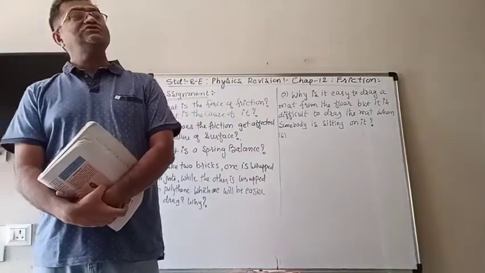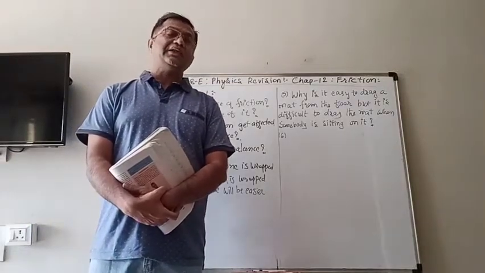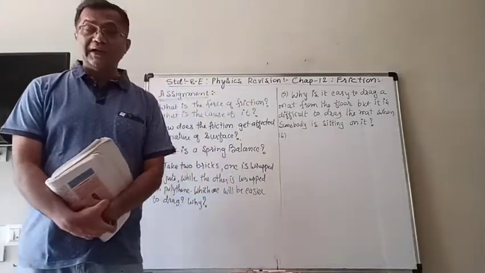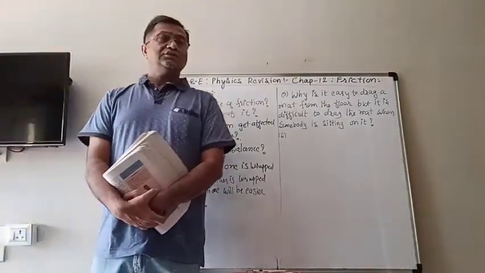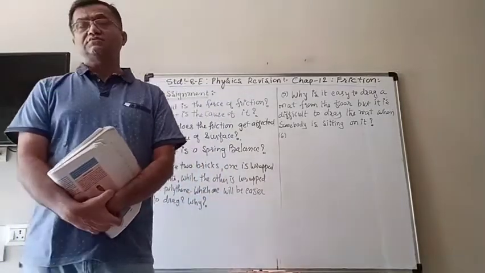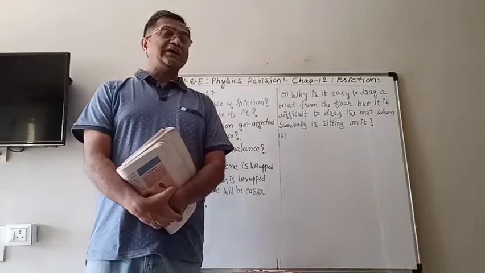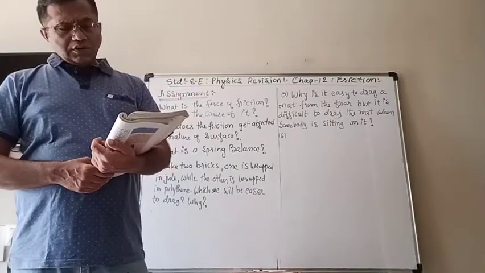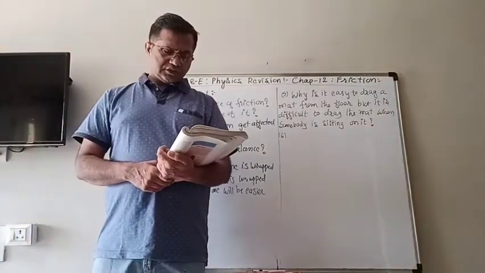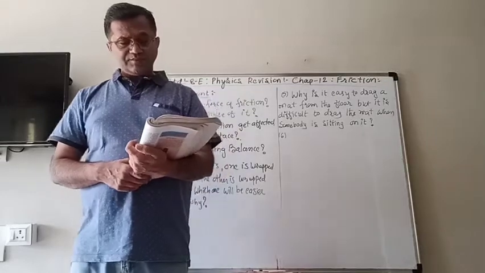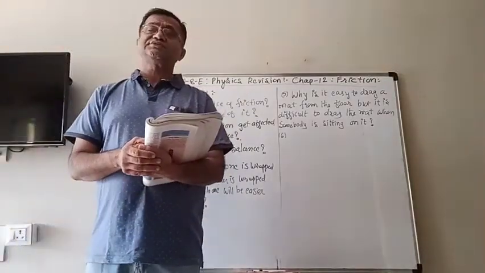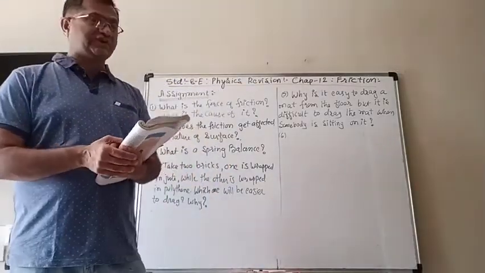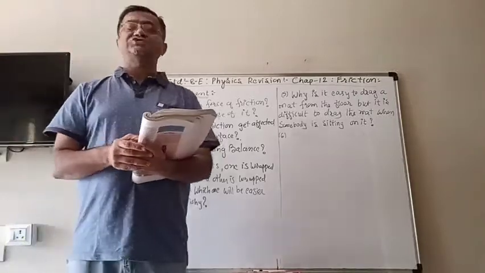Also, when you step on a banana peel, what happens? You slip. Why? The answers to all these questions we have to get from this chapter. Now, the force of friction is the force which is in the opposite direction of the motion of the object, and it always opposes the motion.